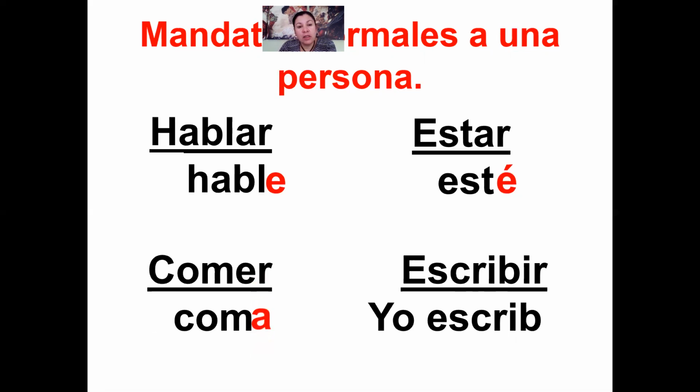Now let's go for the third group, which also switches to A. Muy bien, so yo escribo, and the command is escriba, okay? Escriba, that's where you have your command. So: hable, esté, coma, escriba. That's giving the command to one person.